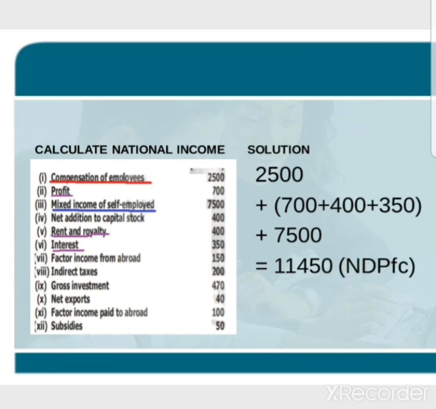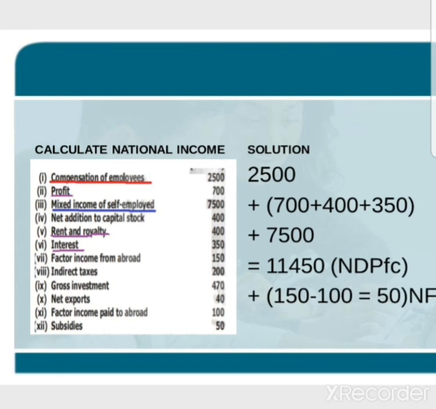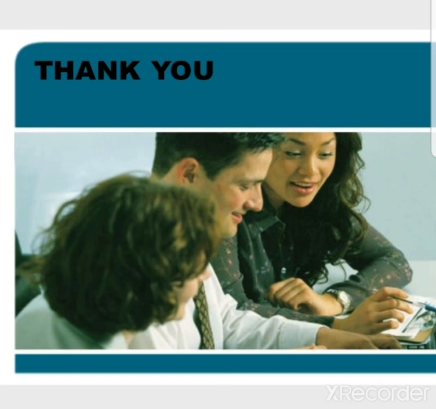Now, here we have to find out the national income. In order to find out the national income, we will add NFIA to domestic income. NFIA in this case is going to be 150, which is income received from abroad, minus 100, which is income paid abroad, which is 50. So, by adding 50 to 11450, we get 11500, which is our national income or NNP at FC. Thus, you can see it's very easy to calculate the domestic income with the help of the income approach.